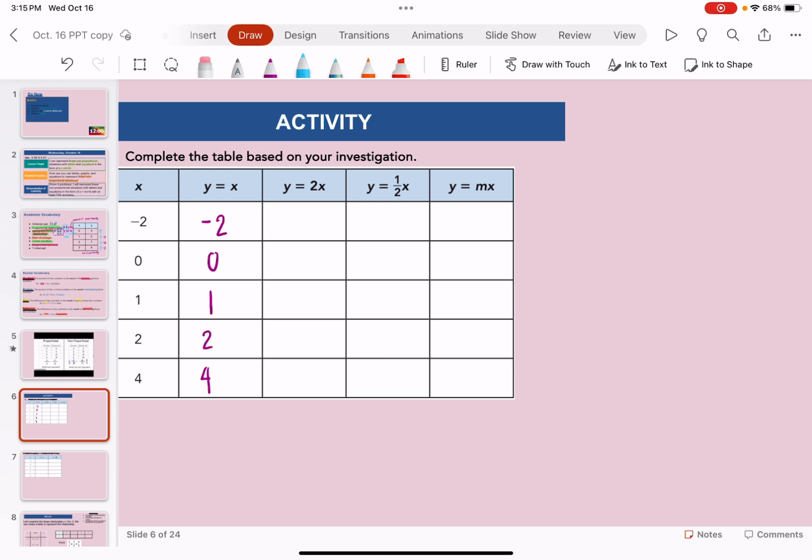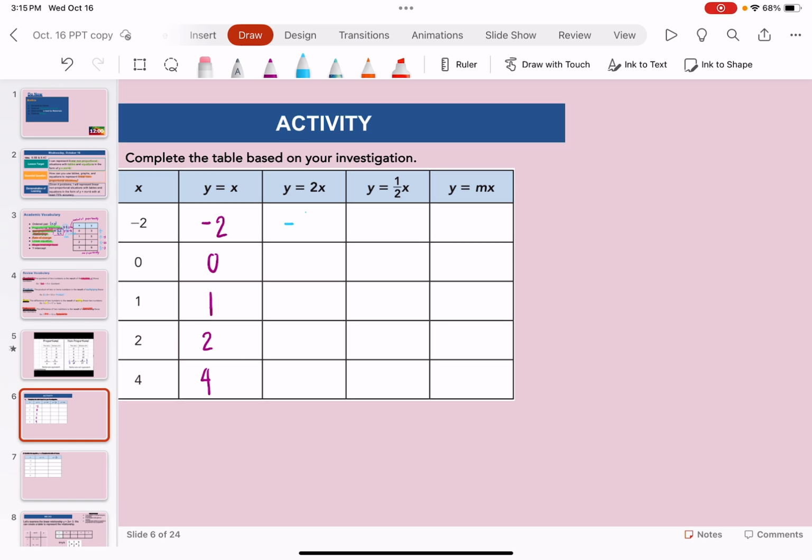Next, we have a different equation. We have this y is equal to 2 times x, right? So we're multiplying 2 times each of these x values here. So 2 times -2 is -4. We have 2 times 0 is 0. 2 times 1 is 2. 2 times 2 is 4. 2 times 4 is 8.